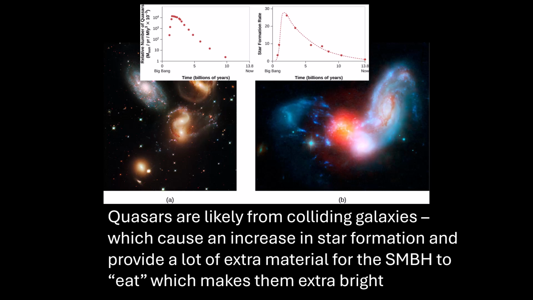If we have these colliding galaxies, we just have this extra amount of dust that feeds the black hole and feeds the excess star formation. So we can see this combination of properties here at once.